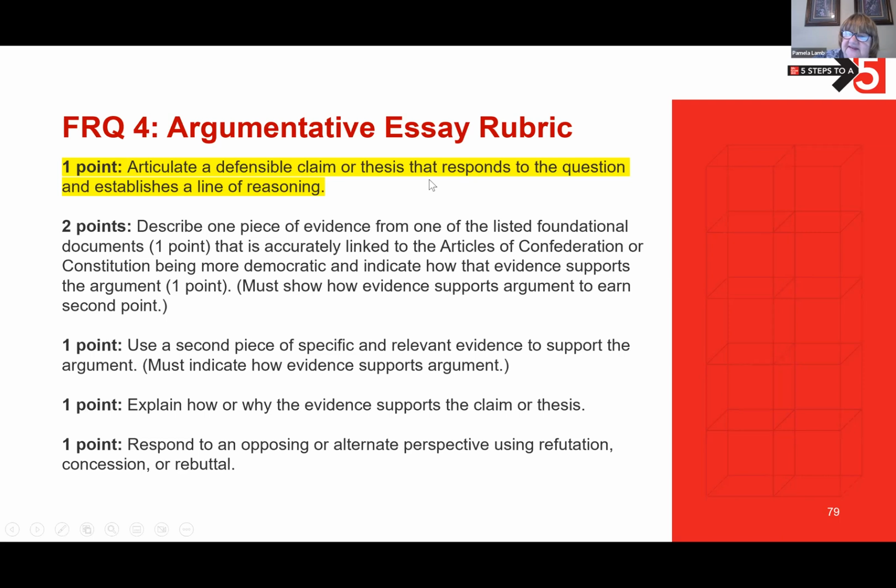Let's say you don't get the thesis, but you say the Articles of Confederation was a league of friendship among the states that created a very weak central government. That's true. You get a point, but you can't get the second point. You cannot get the second piece of evidence. You cannot get a point for supporting your evidence, and you cannot get the alternative perspective. If you don't have a claim or thesis, the most you can get is 1 point out of these 6. So the thesis becomes extremely important. Make sure you have a thesis.